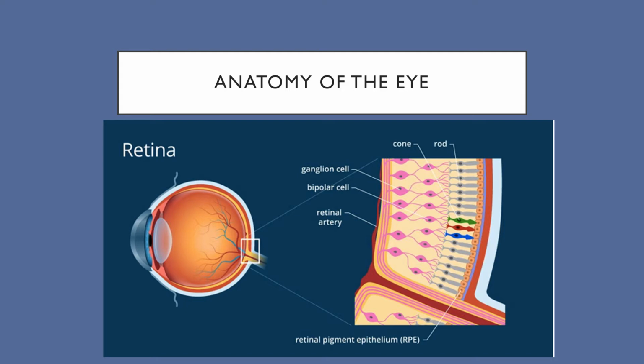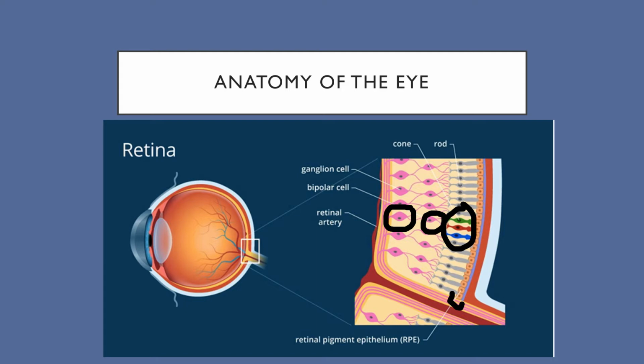The inner layer of the retina contains ganglion cells, which synapse with bipolar cells. These then synapse with rods and cones, which are photoreceptors. The outer layer of the retina is one cell thick and called the retinal pigment epithelium.